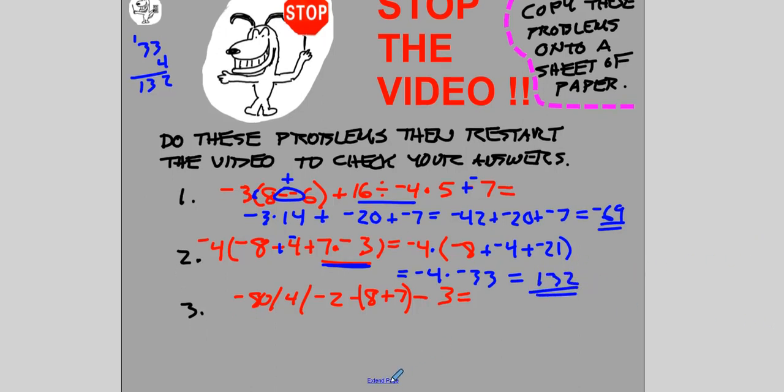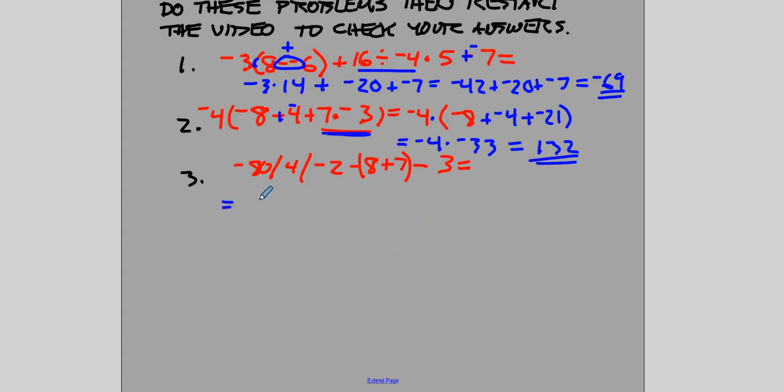Okay, last problem on this page. So I have a parentheses here. Let's change the -2 to plus -2. Let's change -3 to plus -3. So now I'm going to do the parentheses first. That's going to be negative of 15. Notice I replace this with this.